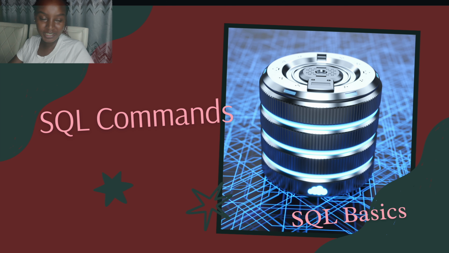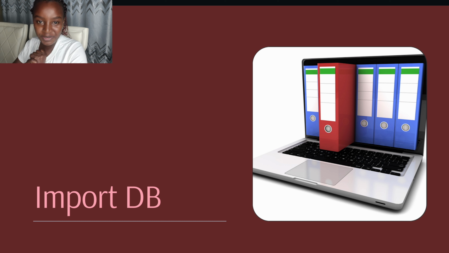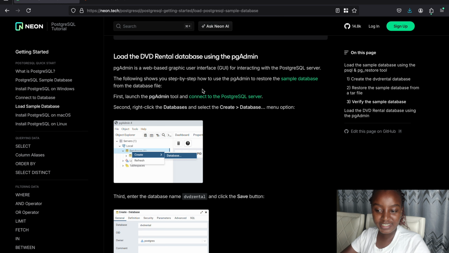Let's look at SQL commands and some basics. The first thing we're going to cover in our video is importing a database. We're going to look for a sample database on the internet, import it to our Postgres instance and view it on pgAdmin. So I'm going to get this from Neon. They have a sample Postgres database that you can use, so that's what I'm going to use.